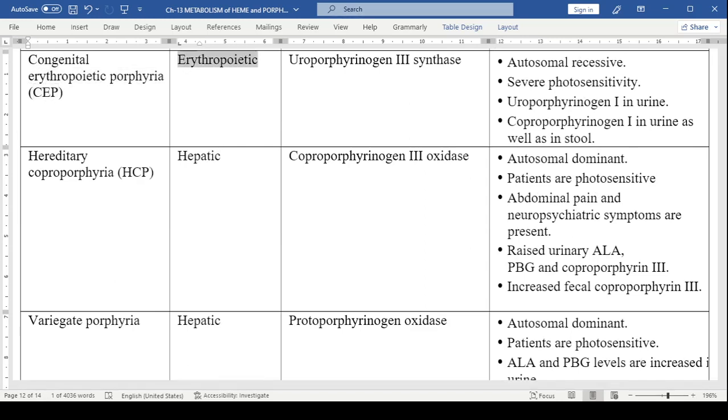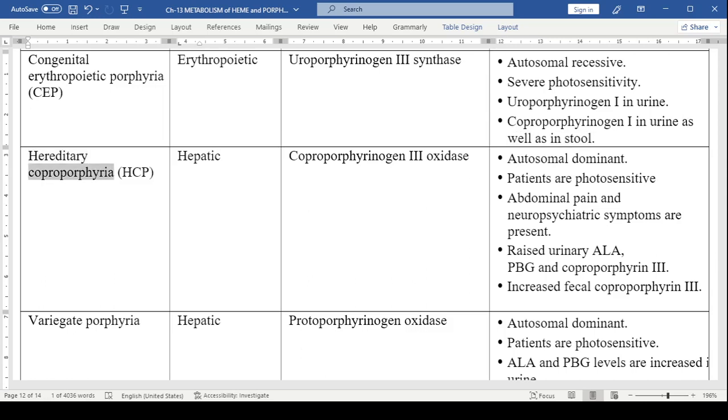Congenital erythropoietic porphyria, CEP. Erythropoietic. Uroporphyrinogen 3 synthase. Autosomal recessive. Severe photosensitivity. Uroporphyrinogen I in urine. Coproporphyrinogen I in urine as well as in stool.